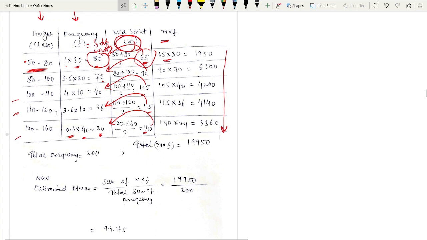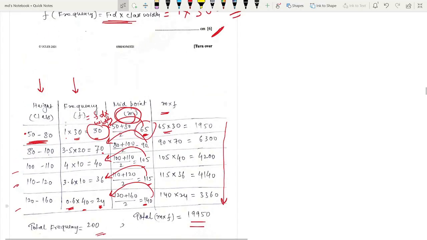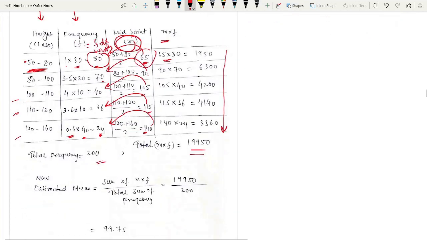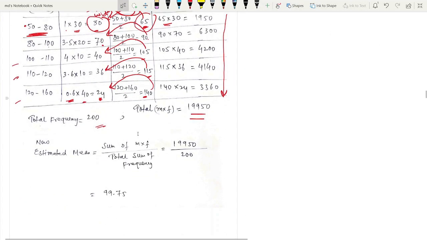Why do we have to add? Because we need to find the sum, right? Here also you can check: the estimated mean has the formula sum of m times f over the total sum of frequencies. So this column we have to add. Just add using a calculator. You will get 19950. And the total frequency is 200. Either you can add this, or it is given in the question also. Yeah, here it is given in the question, 200. Then this is very simple now. Sum of m times f we will write here, and the total frequency we will write. Just use a calculator. You can get 99.75.